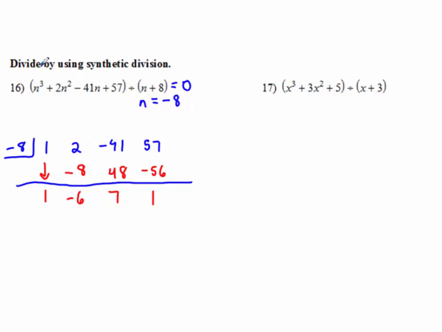Now we write our answer. We started with n cubed, which means our answer is 1 degree less, which is n squared. So 1n squared minus 6n plus 7. Our last number will always be our remainder, so we put 1 over what we divided by, which was n plus 8.